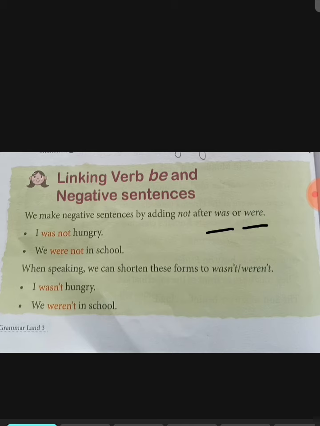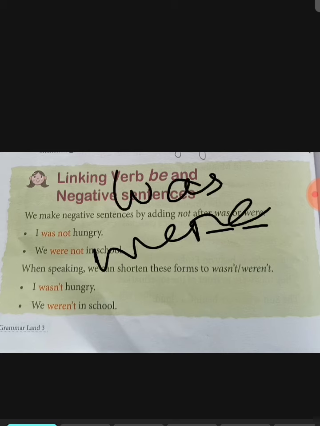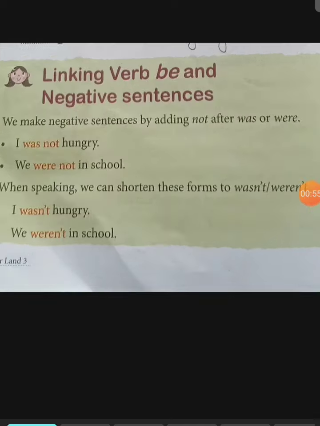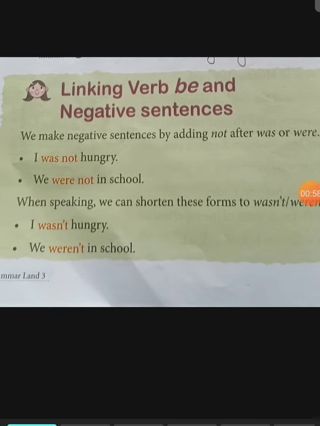So linking verb be in present tense, am is are, and in past tense, was and were. No, already we have learned it. Now, so when you want to make negative sentence and there is given, suppose, was or were, you just add not after was or were.